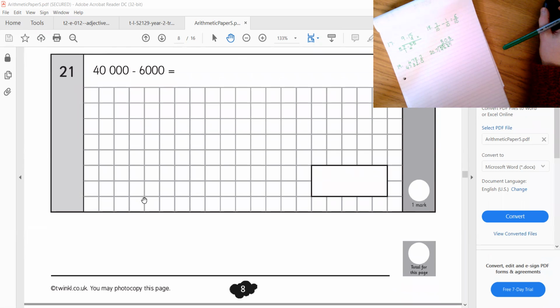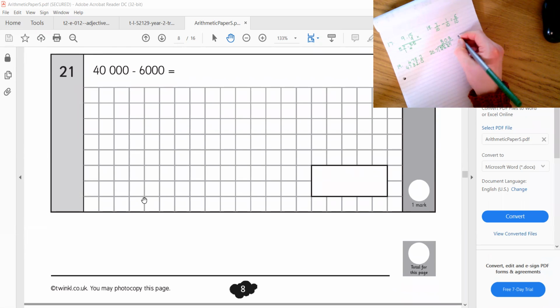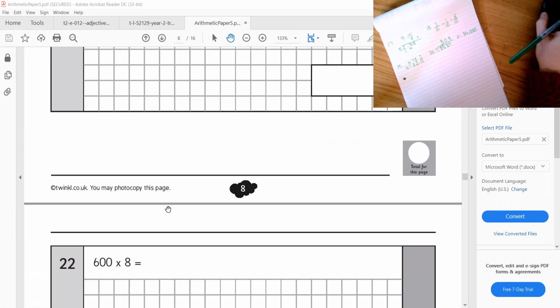Question number 21 is here. We'll put that there. So what's basically, this is just 40 take away 6, isn't it? 40 take away 6 is 34. I'm working in thousands, so it's 34,000. There you go. So you should have something like that.